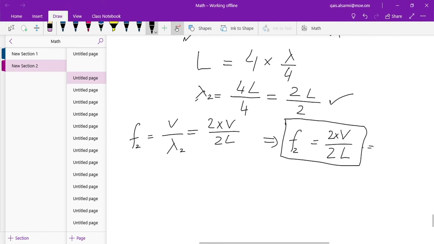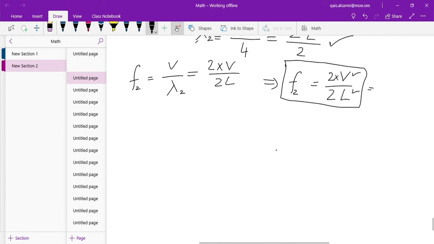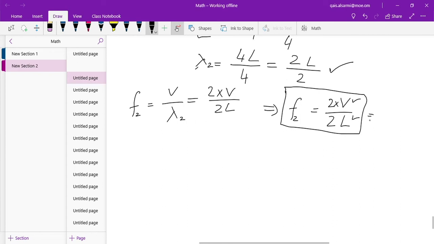Now if you put the same values of velocity and length, the values which I put here, where I assumed the answer was 4, in this equation, you will get a number which would be double of 4. Why double of 4? Because here V over 2L is 4. So it means the frequency doubles, which becomes 8 Hertz.